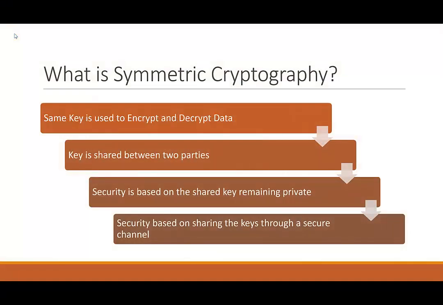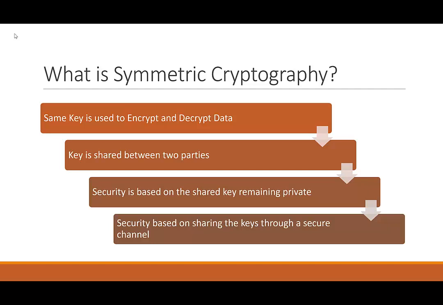Symmetric cryptography is where there's one key that's used for both encryption and decryption of the data. If you're going to do encryption between two different parties, and obviously since it's the same key that's used for both of these processes, then you need to find a way to share that key between the two parties. Security is based on the key remaining private, which is true of most if not all encryption protocols. So the idea here is that we need to keep the key private, and only the individuals that need to do the encryption and decryption have access to those keys. And security is based on the sharing of keys through a secure channel.